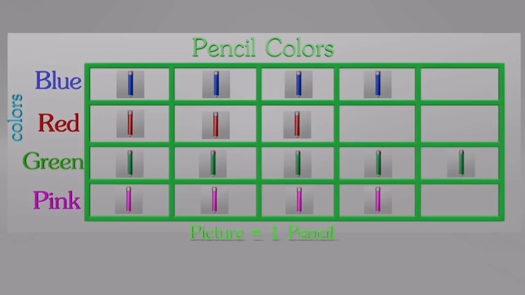Now, can you tell me which color has the least amount of pencils? Red has just 3 pencils, and we can see there are 3 by the pictures on the graph. Last question. How many pink and red pencils are there together? There are 7. When you add the 4 pink pencils to the 3 red pencils, we get 7.